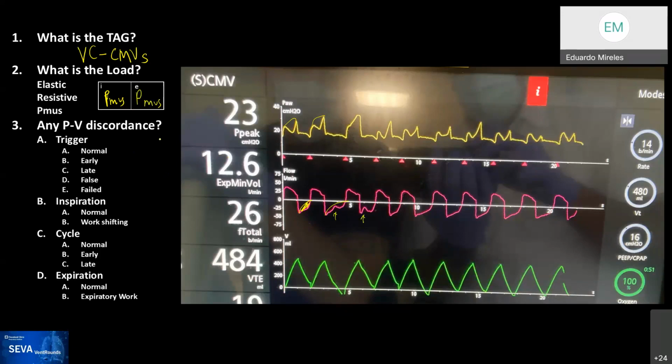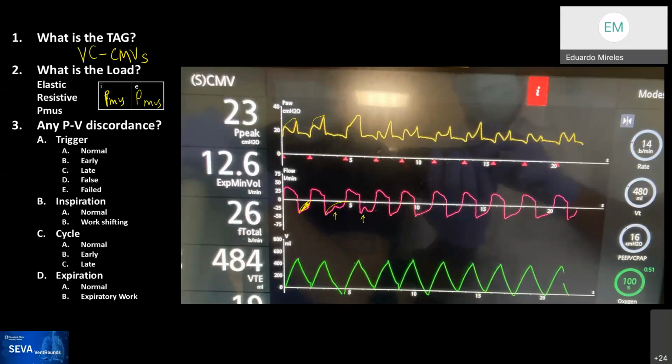So in this patient, just looking at this waveform, I cannot in any of the waveforms come to terms to say he has an elastic or resistive load. The PMOS is hiding everything in this situation. Then you have the PV discordance, and I start with the trigger.